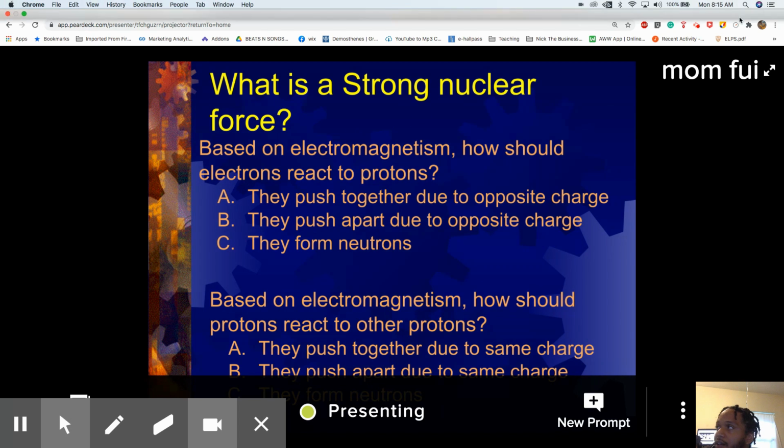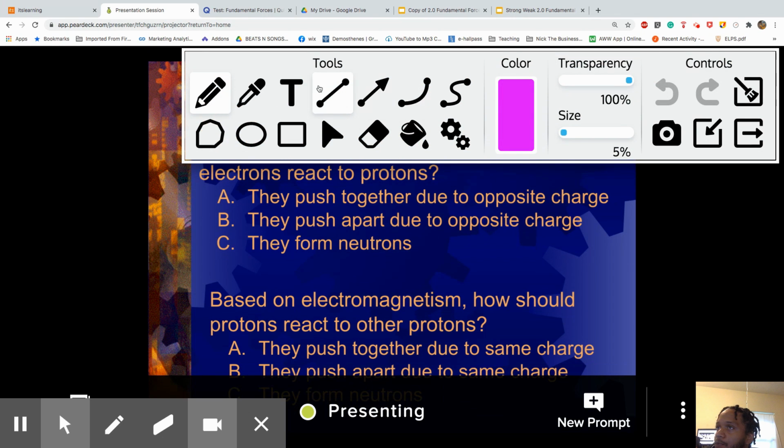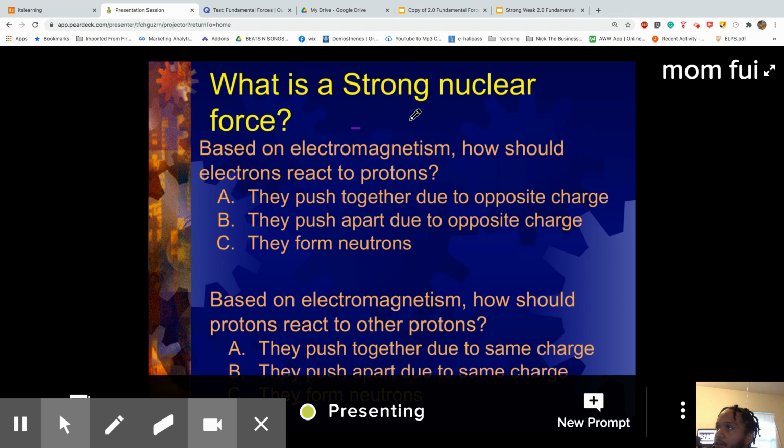So if you have a negative, let me show you. We have a negative with a positive. We should know opposites will attract, so their direction will be towards each other. But if you have a negative with a negative, they will repel each other. So remember that from last time. Their direction is apart. So if we have protons with protons, what do you think is going to happen? Put your answer in the section below.